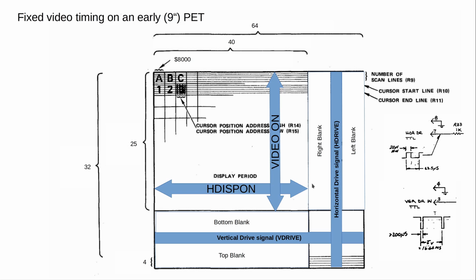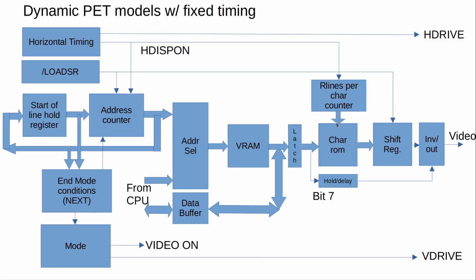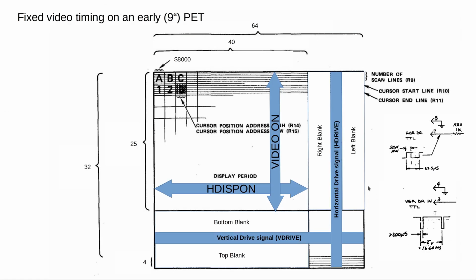But what can we do with that? We learned from this diagram that we have a fixed character ROM, and what we've seen is that this vertical drive is connected to an interrupt input on one of the I/O chips of the Commodore PET. So let's have a look at what we can do with that.